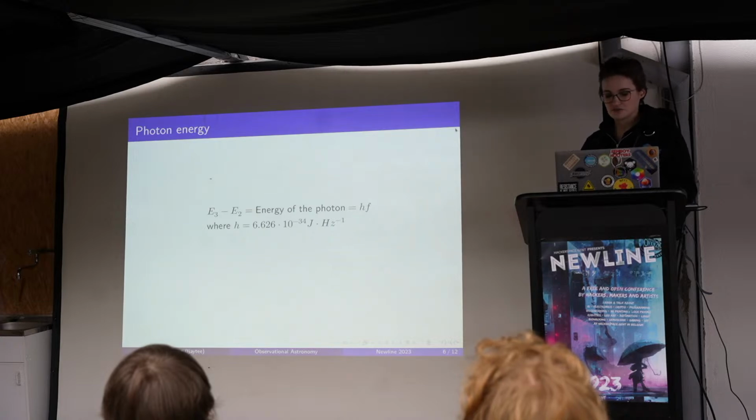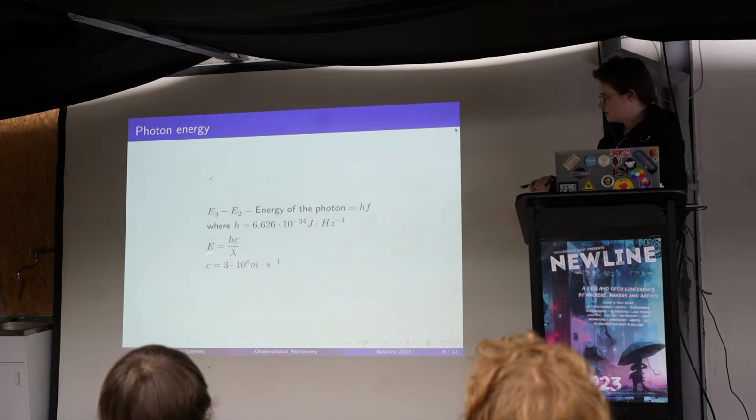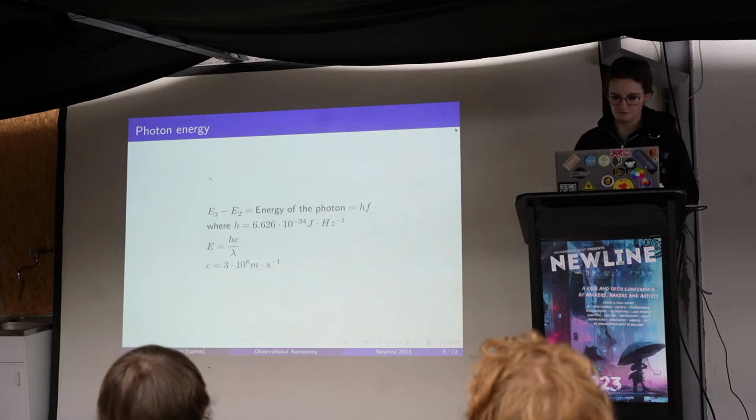However, it's often more useful to know the wavelength of the light. And these two are equivalent. You basically get rid of the frequency, you substitute speed, distance. Speed equals distance over time, essentially. Where c is the speed of light in a vacuum.